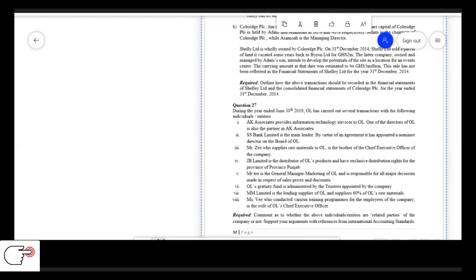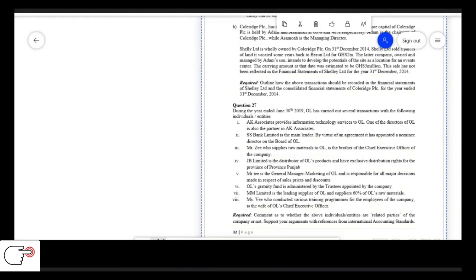During the year ended June 30th, 2019, OL has carried out several transactions with the following individuals or entities. One, AK Associates provides information technology services to OL. One of the directors of OL is also a partner in AK Associates.